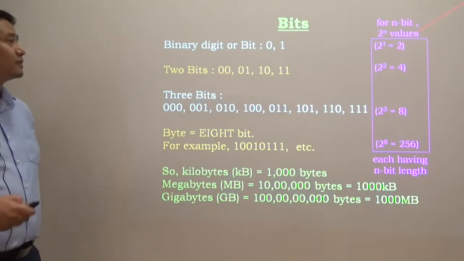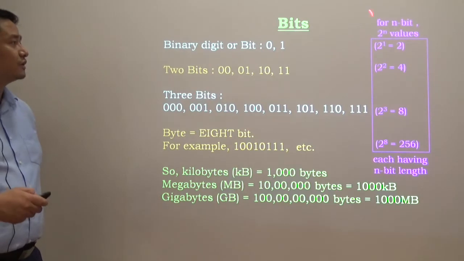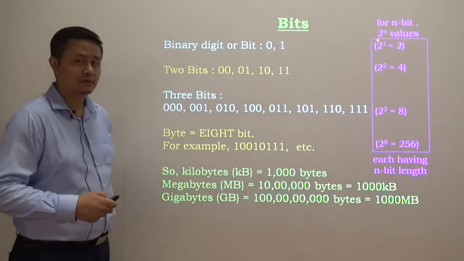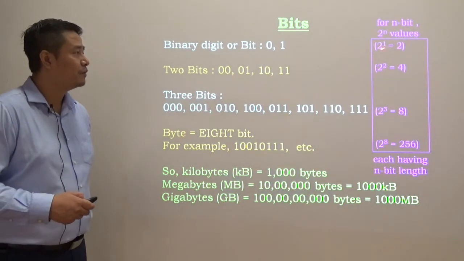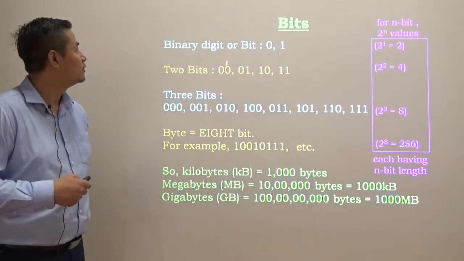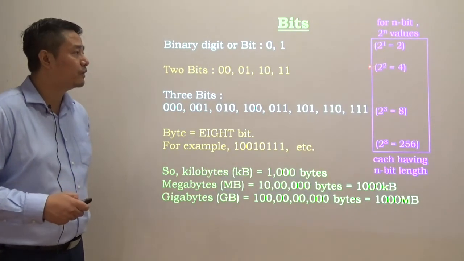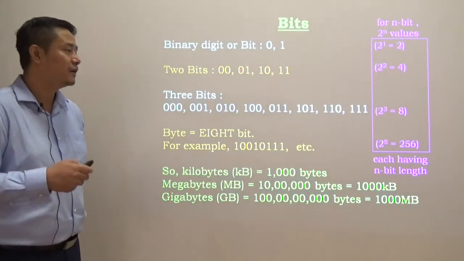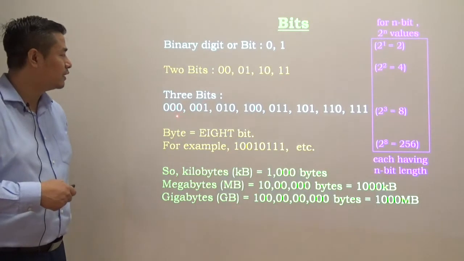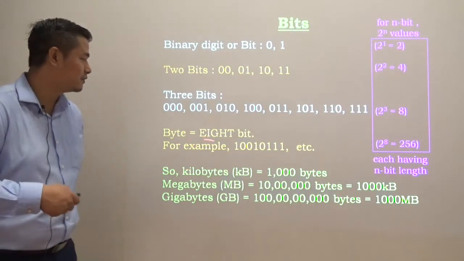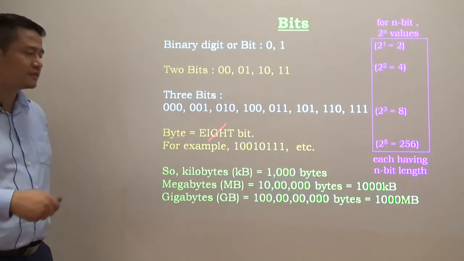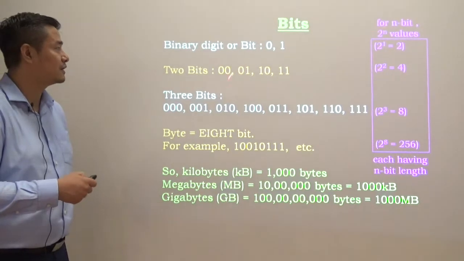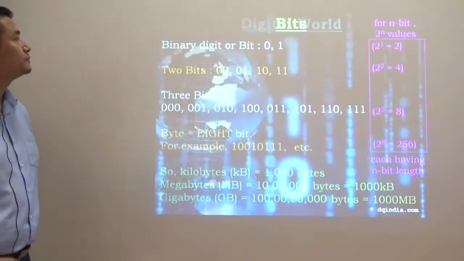So for any n bits, n can be 1, 2, 3, there are 2 to the n values. So let's say when we have 1 bit, there are 2 values, 0 and 1. When we have 2 bits, there are 4 values, that means 1, 2, 3, 4. When we have 3 bits, 1, 2, 3, 4, 5, 6, 7, 8. So when we have 8 bits, 256 and more. So each having n bit length, n can be 1, 2, 3, and so on.